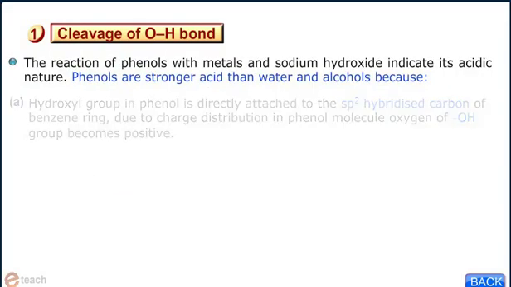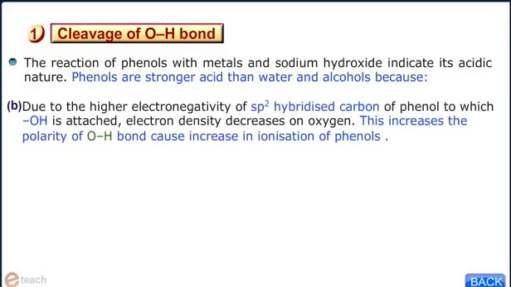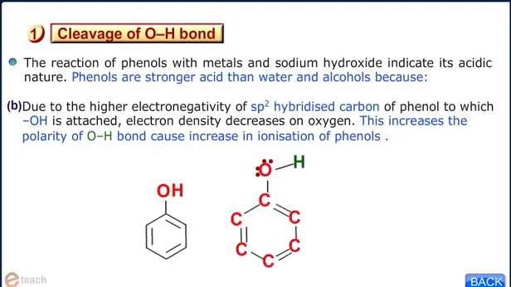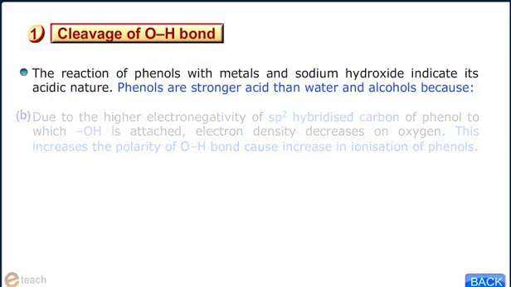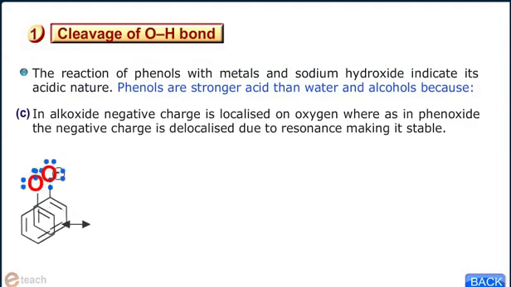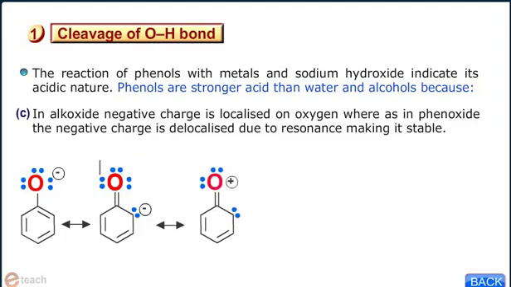The second reason is due to the higher electronegativity of sp2 hybridized carbon of phenol to which OH is attached, electron density decreases on oxygen. This increases the polarity of OH bond, causes increase in ionization of phenol. The third reason is in alkoxide negative charge is localized on oxygen, whereas in phenoxide the negative charge is delocalized due to resonance making it stable.